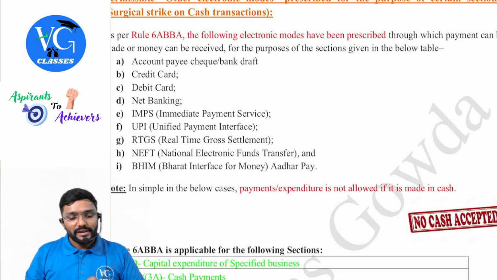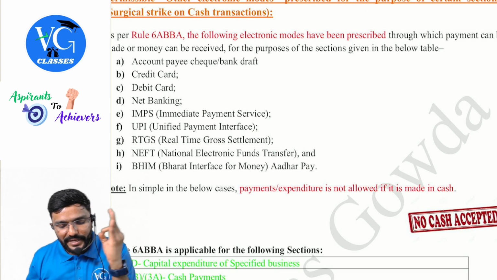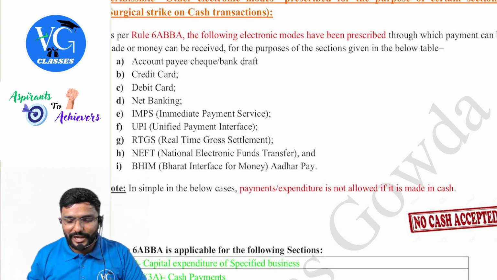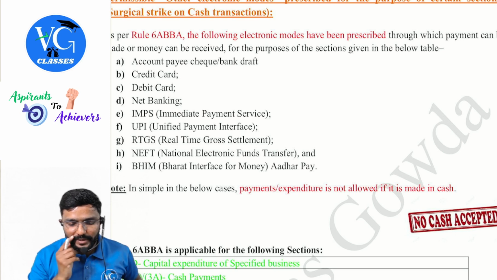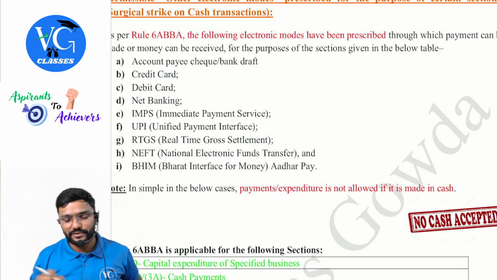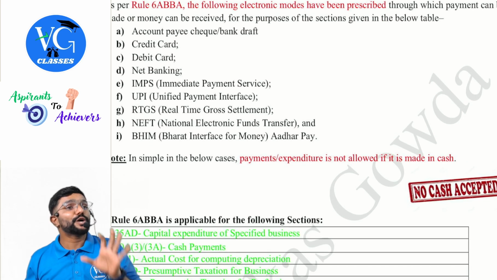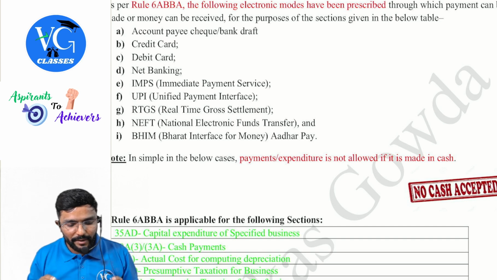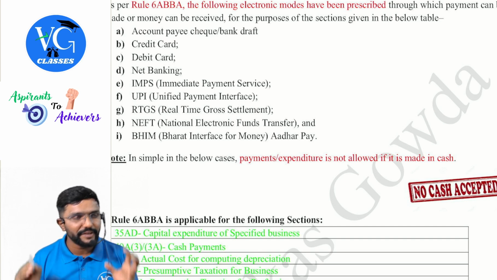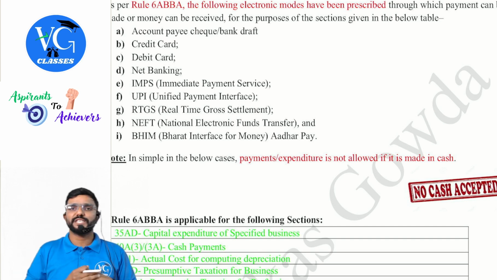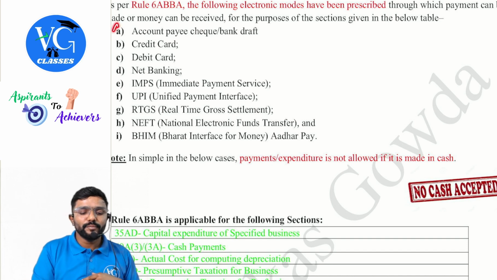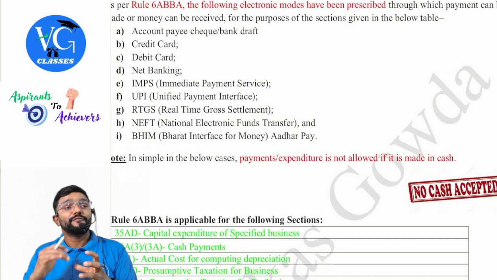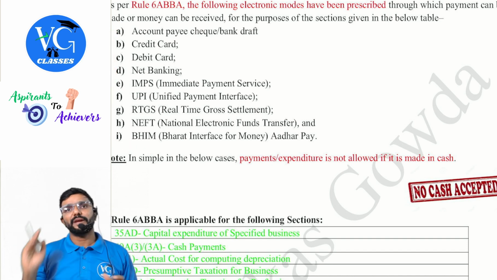Coming back. As per Rule 6ABBA, the following electronic modes have been prescribed through which payment can be made or money can be received. For the purpose of sections given in the below table: account payee cheque or bank draft, credit card, debit card, net banking, IMPS, UPI, RTGS, NEFT, BHIM. Full forms also you can just go through. Means these are the modes which are prescribed for making payment or for receiving payment.